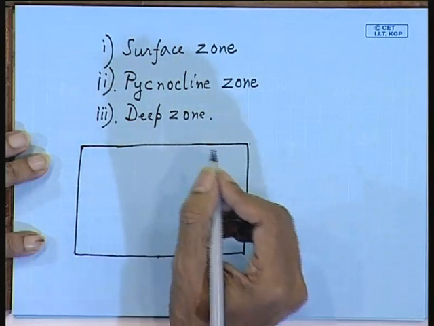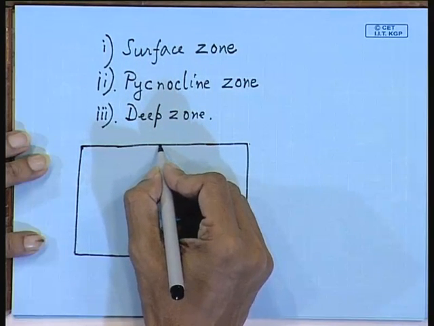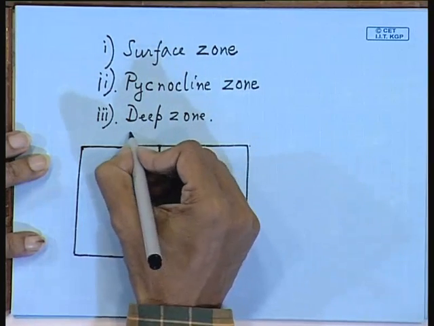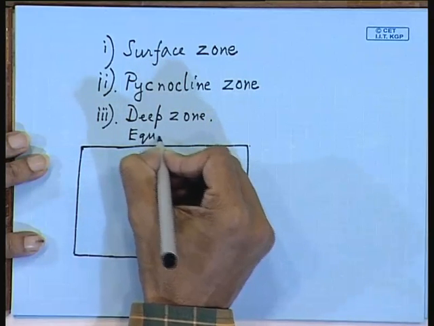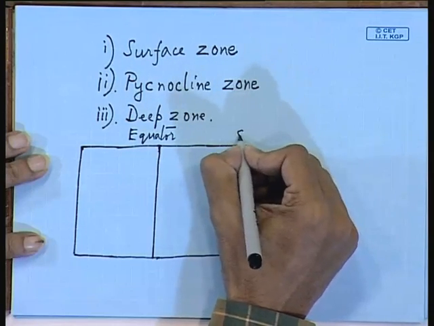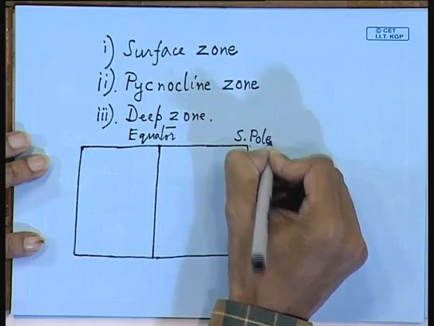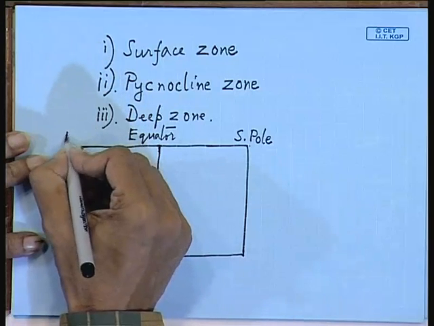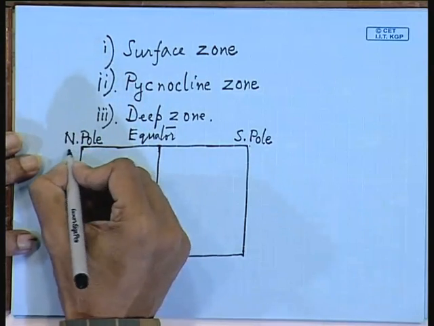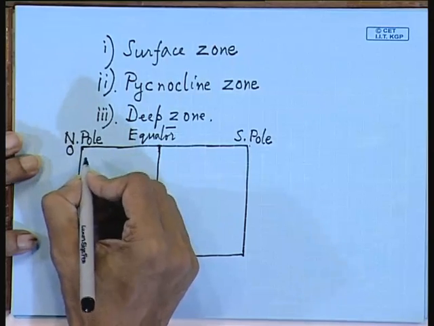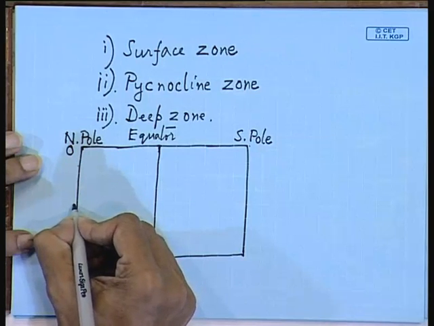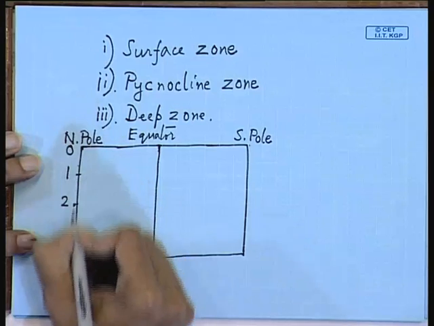Now, this water mass you divide into 3 regions. The middle line is near the tropics or the equator. That is, our country is mostly in this region, equator. On the other extreme you write South Pole. Opposite you write North Pole. And depth, we are interested up to 4 kilometers below the ocean surface. So, this is 4 and here you have 2. So, this is 1, 2, 3 and 4.